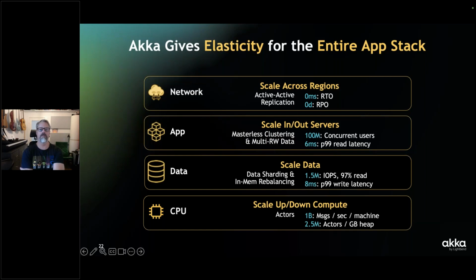In the application layer, we have a very efficient way to do masterless clustering using multi-read or multi-write data. And finally, at the network level, we can scale out geographically, across multiple regions and multiple data centers, all the way up to multiple clouds. I won't go into detail here, but you can see some of the stats and benchmarks that we've done lately.